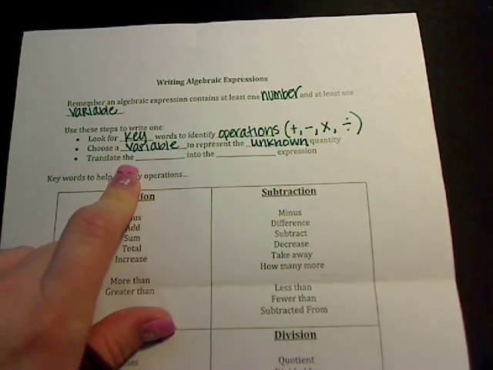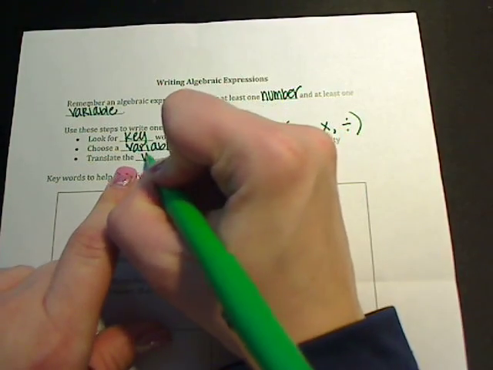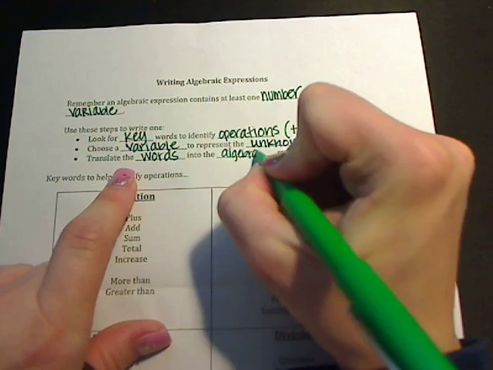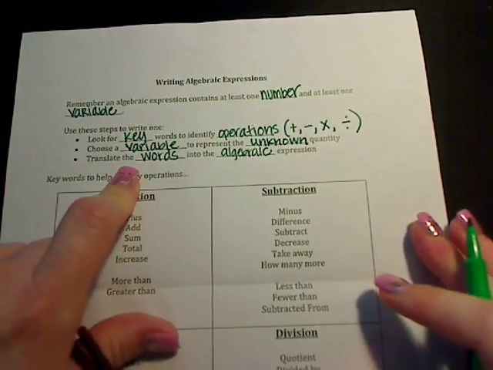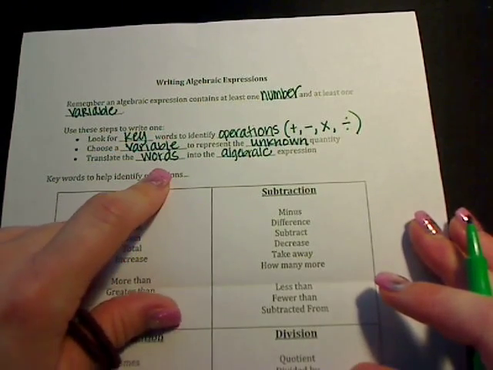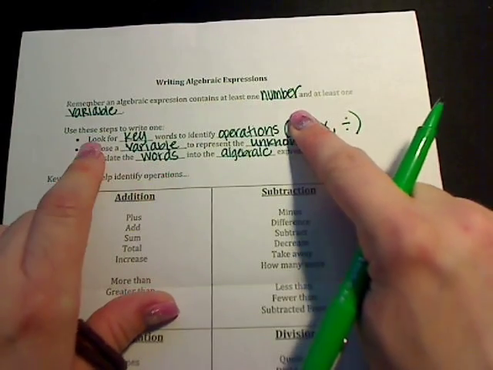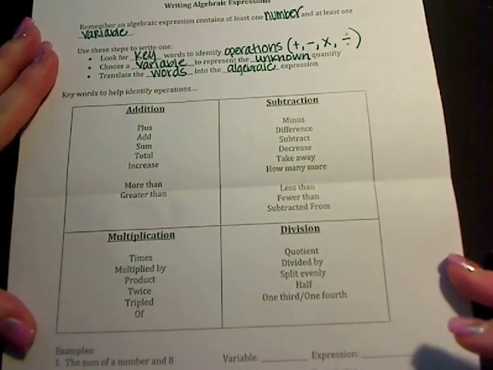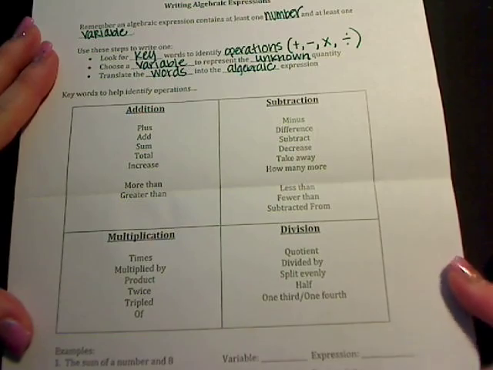And then the last step we're going to do is to translate the words into the algebraic expression. So we're going to take the words and we're going to write an algebraic expression. So something has a number and a variable in it. And it will have an operation also. So right here are keywords that would help us identify different operations.